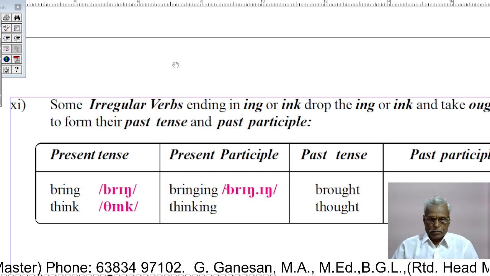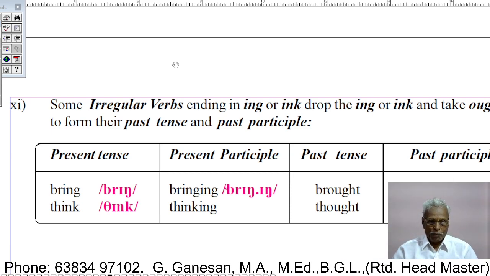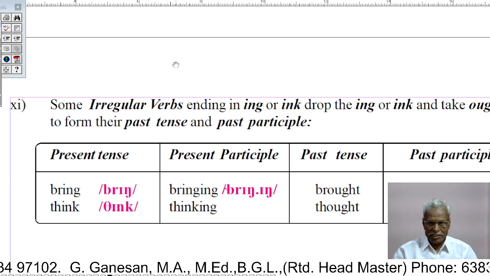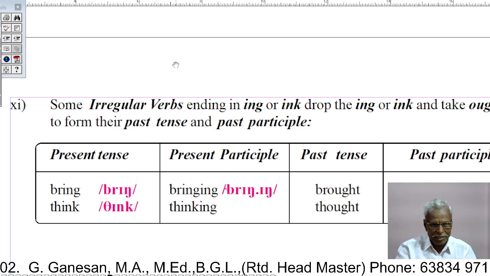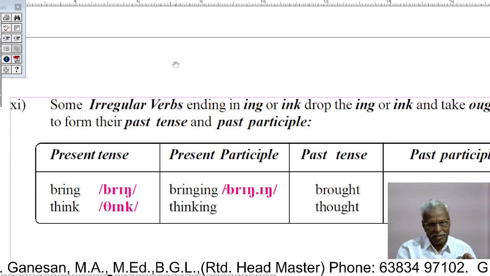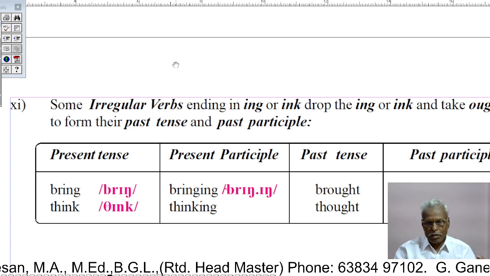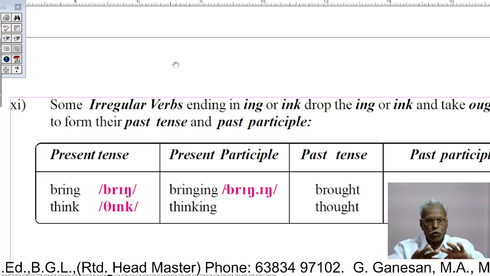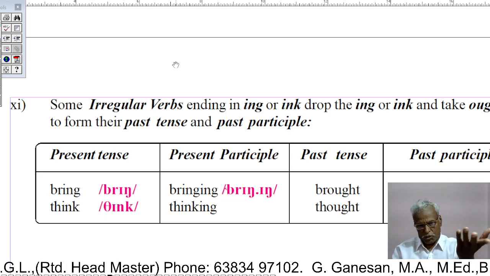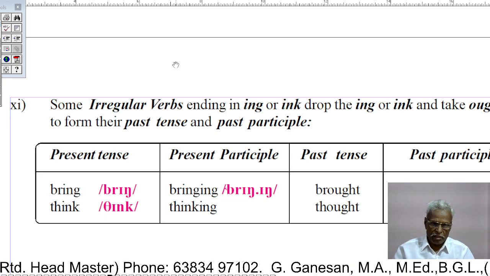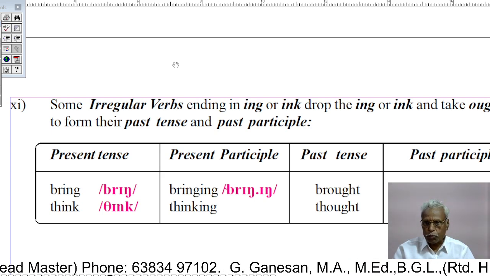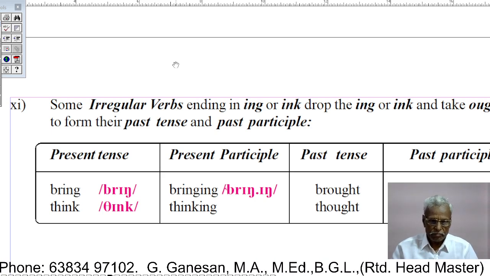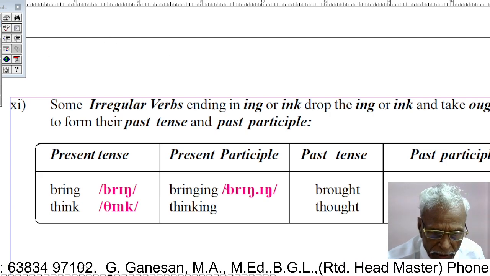Some irregular verbs ending in ing or ink drop the ing or ink and take ought to form their past tense and past participle. Then let us see them: bring, brought; think, thought.